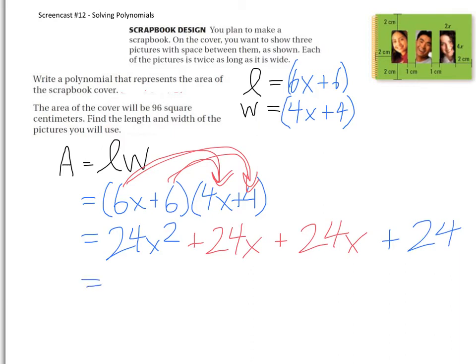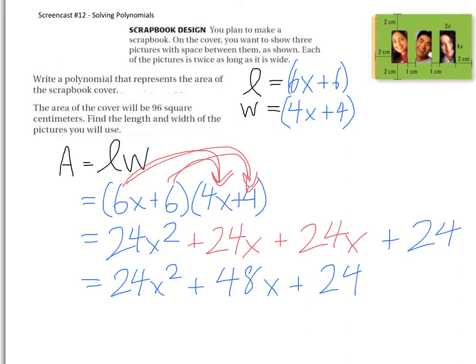Well, now let's put together some like terms. We've got 24x squared. That stands alone because there's no other like term with it. But these two 24x's added together, as we know, make a positive 48x. And then this final term here, 24, with a degree of 0, stands alone on its own as 24.